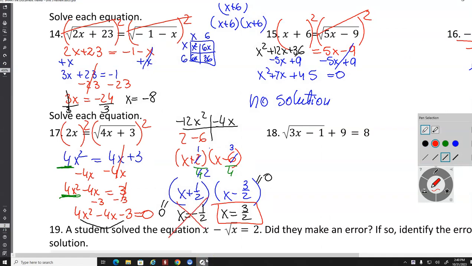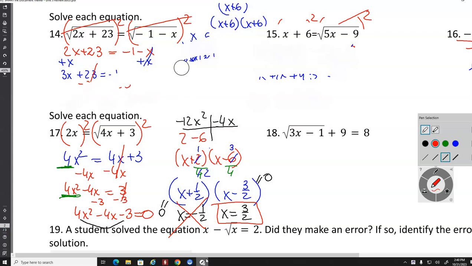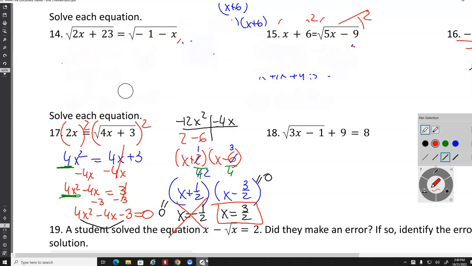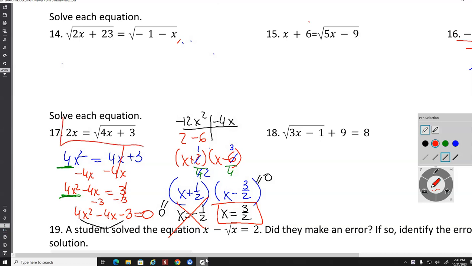Extraneous, the word extraneous has the word extra in it. That means it's not needed. It won't work. There is another way, of course, to check it. I can take both of these solutions and plug them back into my original equation. So let me show you how to do that. So I am going to take -1/2 and plug it in to this equation right here.